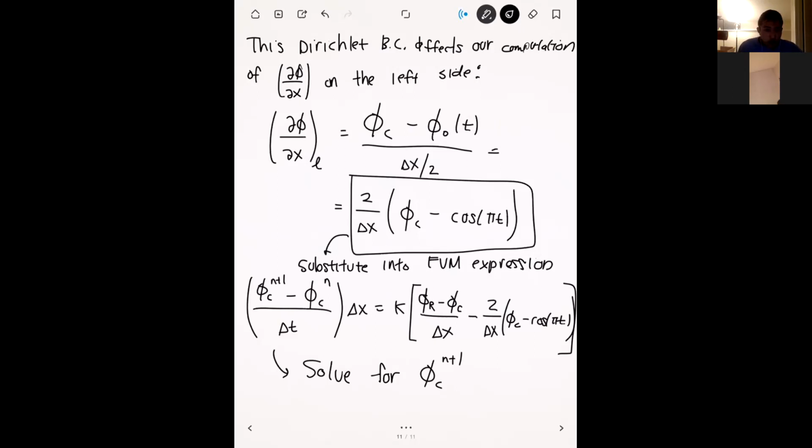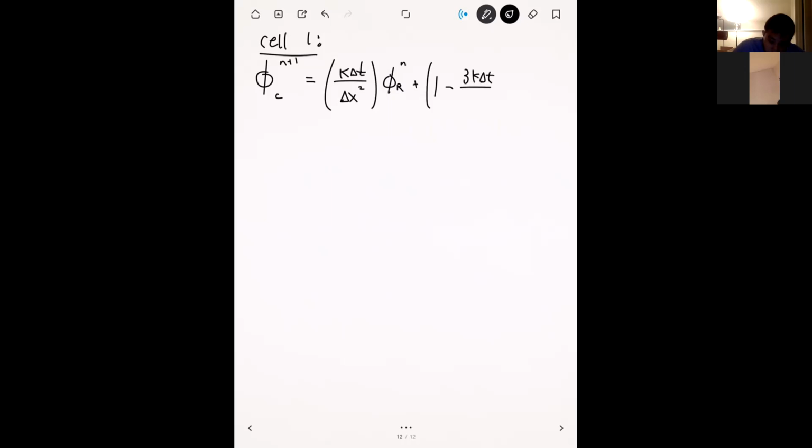All right. And so let's go ahead and write down that expression, and then we'll call it a day for today. And so for cell 1, which has our Dirichlet boundary condition, we have phi c at n plus 1 is equal to k delta t divided by delta x squared times phi sub r at n, plus 1 minus 3k delta t divided by delta x squared times phi sub c at n, plus 2k delta t divided by delta x squared times cosine of pi t.